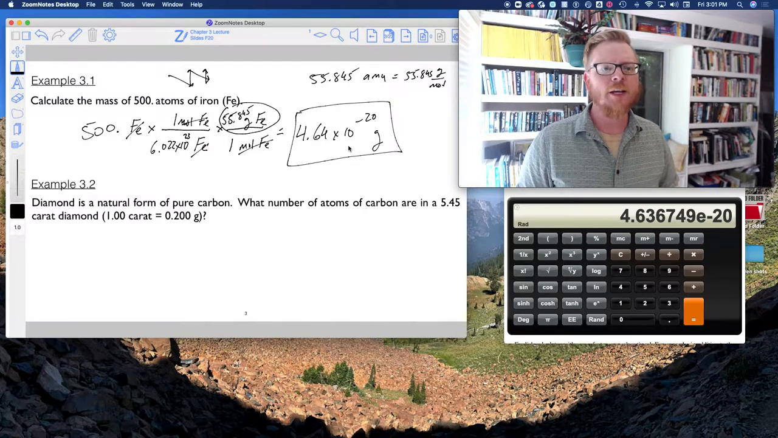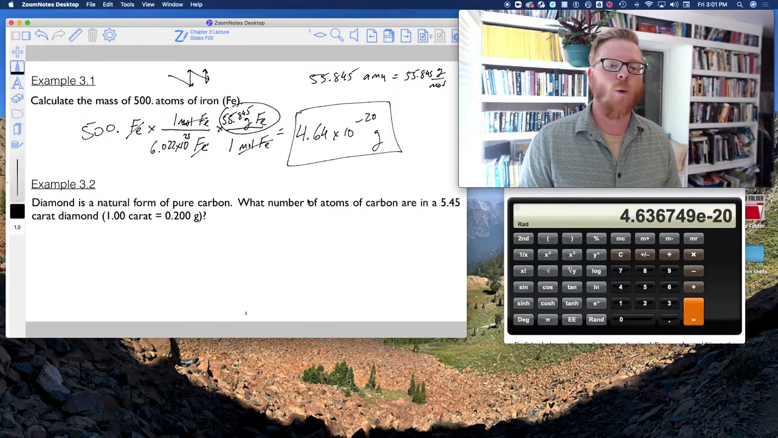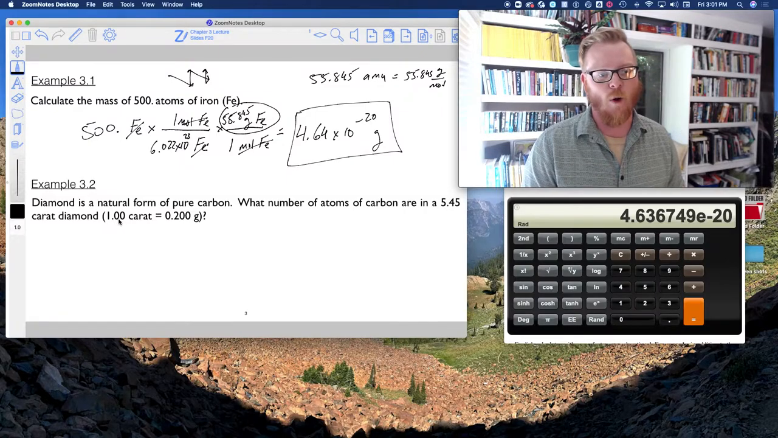Okay. Let's do another one of these examples. Diamond is a natural form of pure carbon. Hopefully you knew that. If not, now you do. What number of atoms of carbon are in a 5.45 carat diamond? And they tell me 1.00 carats is 0.200 grams.